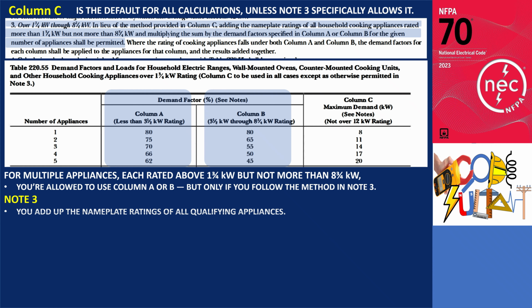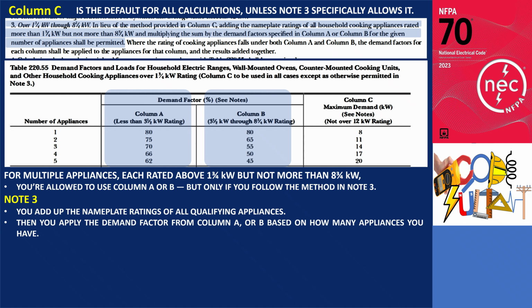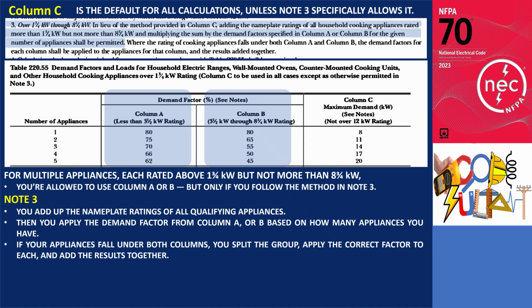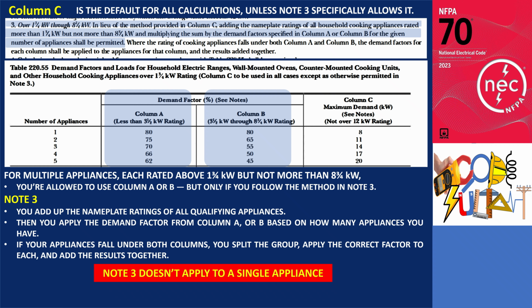That means you add up the nameplate ratings of all qualifying appliances. Then you apply the demand factor from column A or B based on how many appliances you have. If your appliances fall under both columns, you split the group, apply the correct factor to each, and add the results together. But here's the catch. Note 3 doesn't apply to a single appliance. It's written for multiple units. So in our example, 5 kilowatts range, Note 3 doesn't give us permission to use column B.